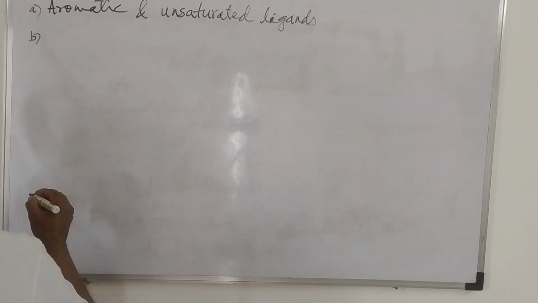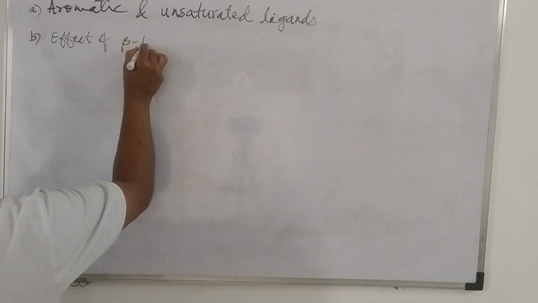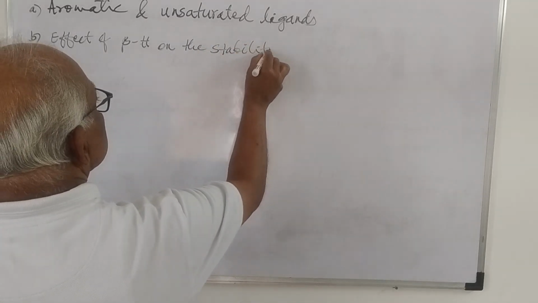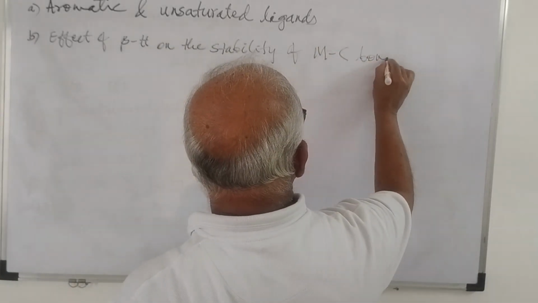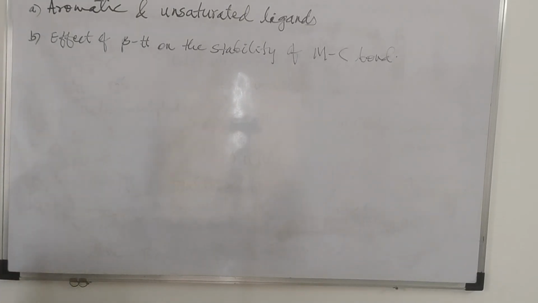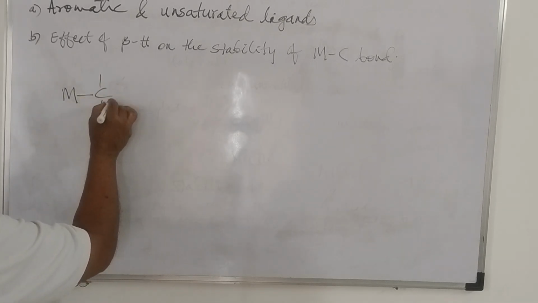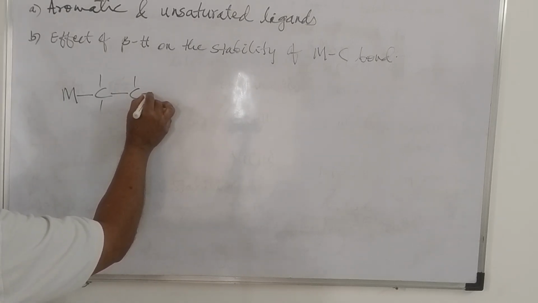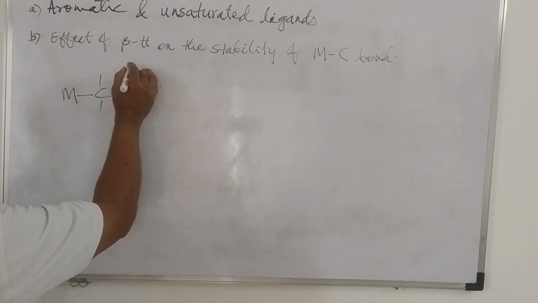So we will see here the effect of beta hydrogen on the stability of the metal carbon bond. Here the beta hydrogen means, if we see, this is the metal carbon bond. So the structure is like this. Here we will see this is hydrogen, and we will show it in a different way, like this.